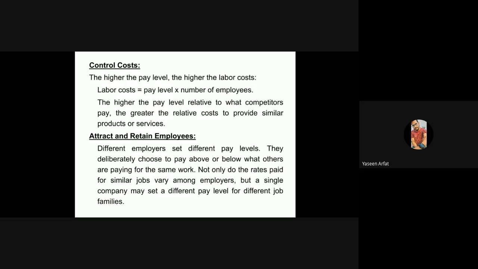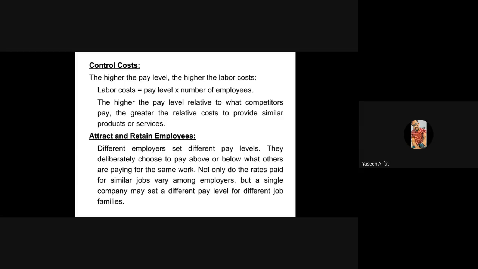The second one is attracting and retaining the employees, because different organizations will have their own different pay levels for similar types of jobs. They deliberately choose some pay level which is better than the competitors, above the competitors, and sometimes below the competitors, on the basis of the information they get from the research they have done to understand the competitors' pay structure and their strategies and policies with respect to pay.